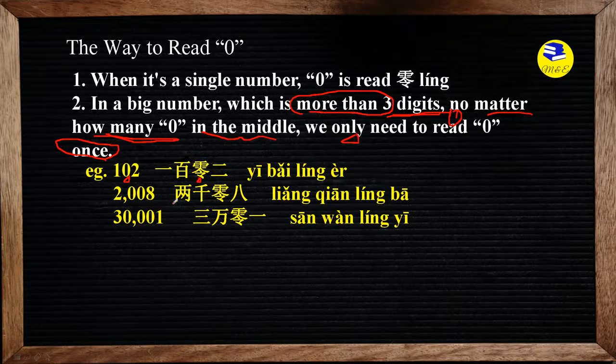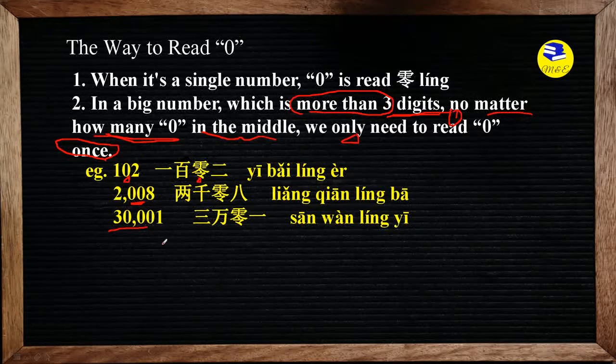Okay, the second example, 2008. You see it's a 4-digit number, right? And in the middle, there are 2 zeros. But remember, we only need to read 0 once, right? So it's 2008, instead of 2008. If you say 2008, it means another number instead of 2008. Why? Later you will know. That will be the second main point in this lesson.